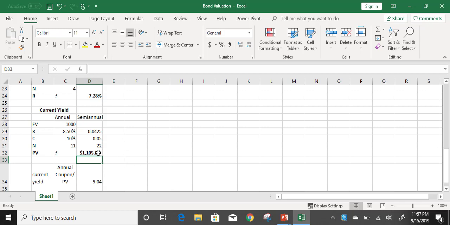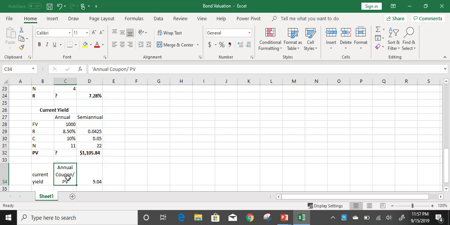Why is it selling at premium? Because its present market value or current market value is more than face value of the bond. And it happens when the coupon interest rate is more than the yield of the bond. In that case, always the bond is selling at premium.